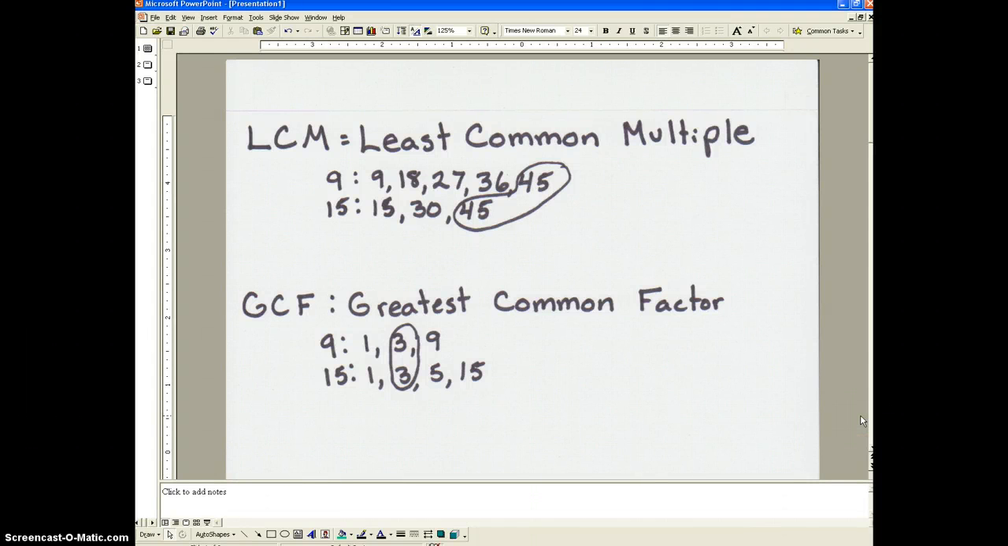Hi, my name is Sarah Klin, and today I'm going to teach you a cool and fast trick for finding LCM, least common multiple, and GCF all in one quick and easy step.